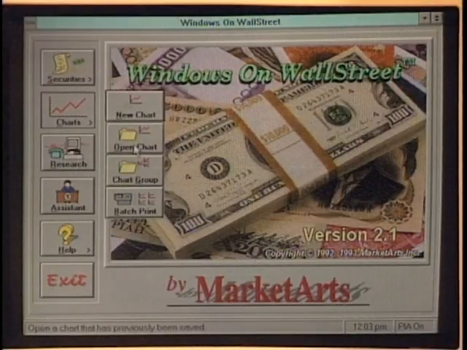Okay, I've done the online bit. I've downloaded all the information about the stocks I'm interested in. How do I use the software now to make an analysis, decide what to buy, when to buy, that kind of stuff? Well, a powerful feature of Windows on Wall Street is the ability to do just that, to do technical analysis. And let me give you an example of some of this.